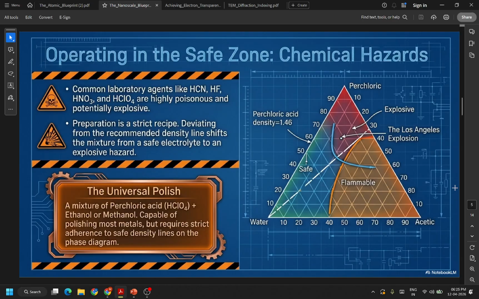So the universal polish that is used is a mixture of perchloric acid, which is HClO4, with ethanol or methanol. It is capable of polishing most metals, but requires strict adherence to safe density lines on the phase diagram. So if you shift even slightly, you can create an explosive material or a flammable material.